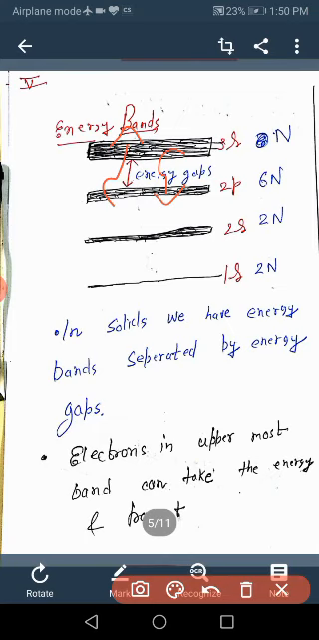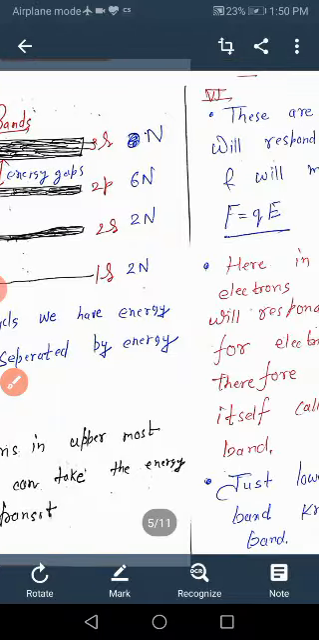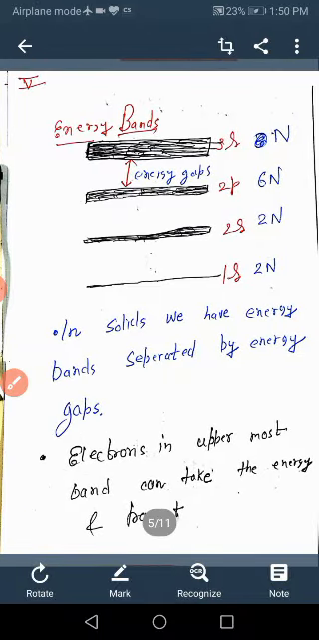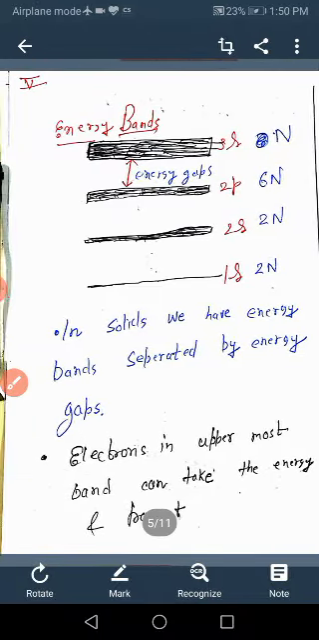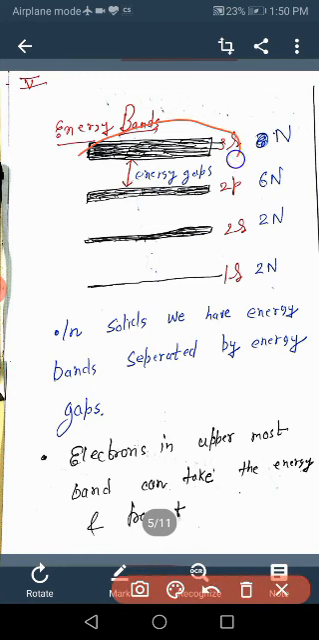Electrons in the uppermost band can take the energy and transit, and this is very likely to happen. These electrons can take the energy and transit because they have very little binding force with the nucleus. Somewhere here there is a nucleus, and the binding force between these electrons and this nucleus is very less.